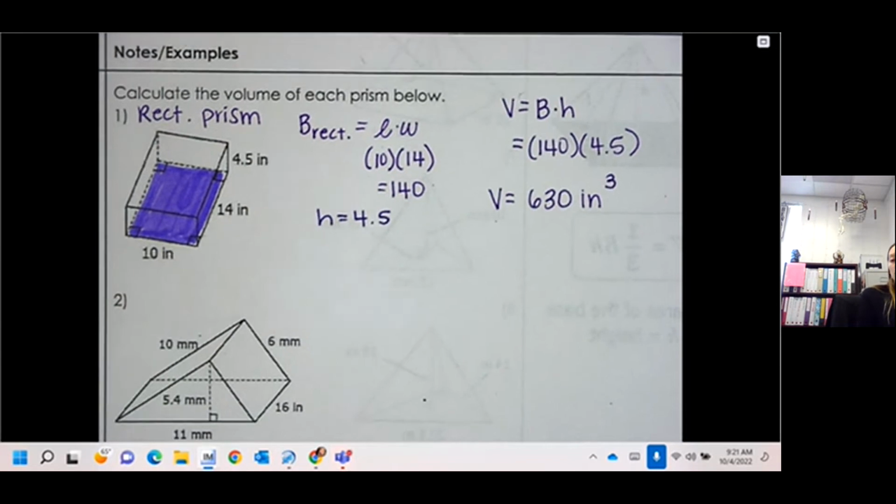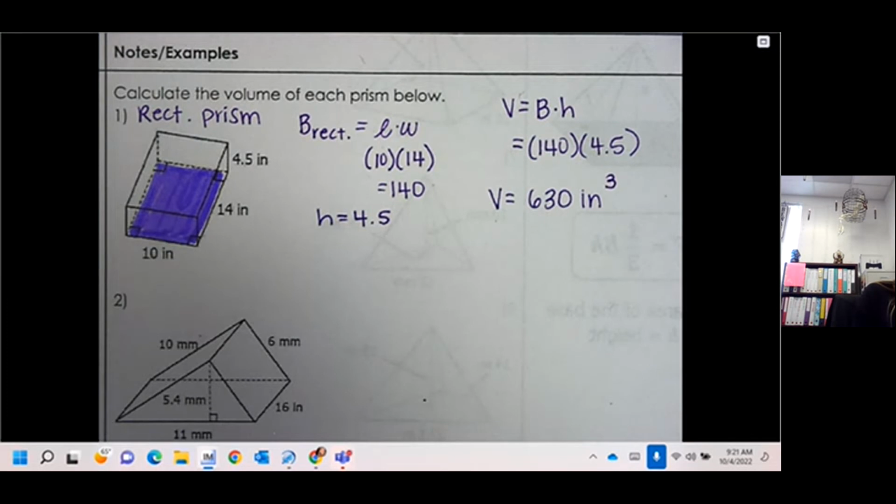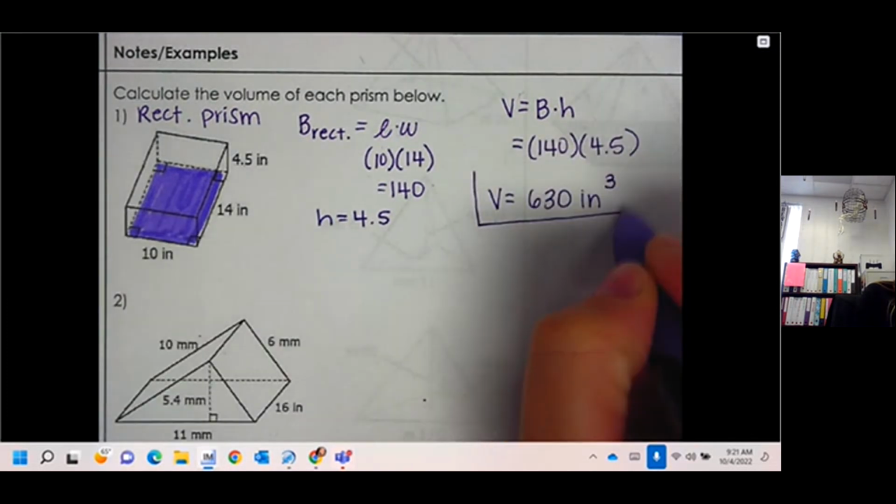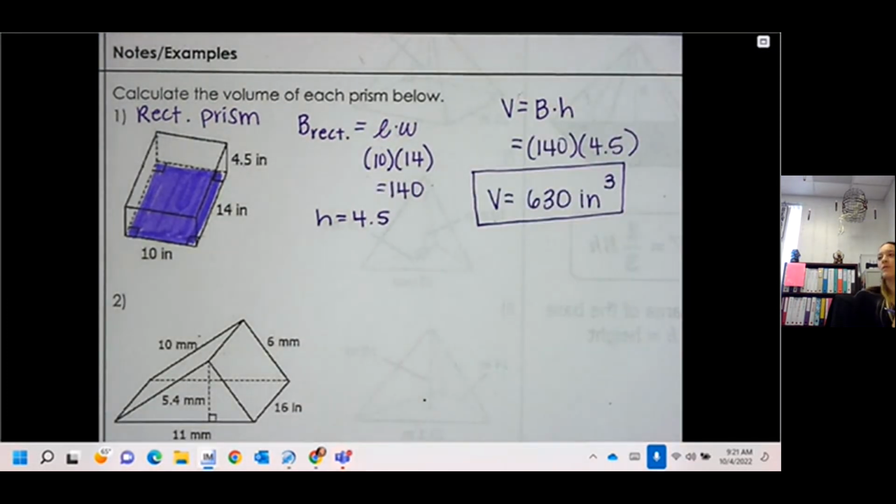Wait, hold on. What did you do? 140 times 4.5? Correct. I'm sorry, what was the question? Is there another question I missed? So volume is always going to be units cubed, and you do have to put the cubed, otherwise it's not right. Okay. All right. What questions can I answer? We okay on that one? Easy peasy, right? Yeah, easy peasy.